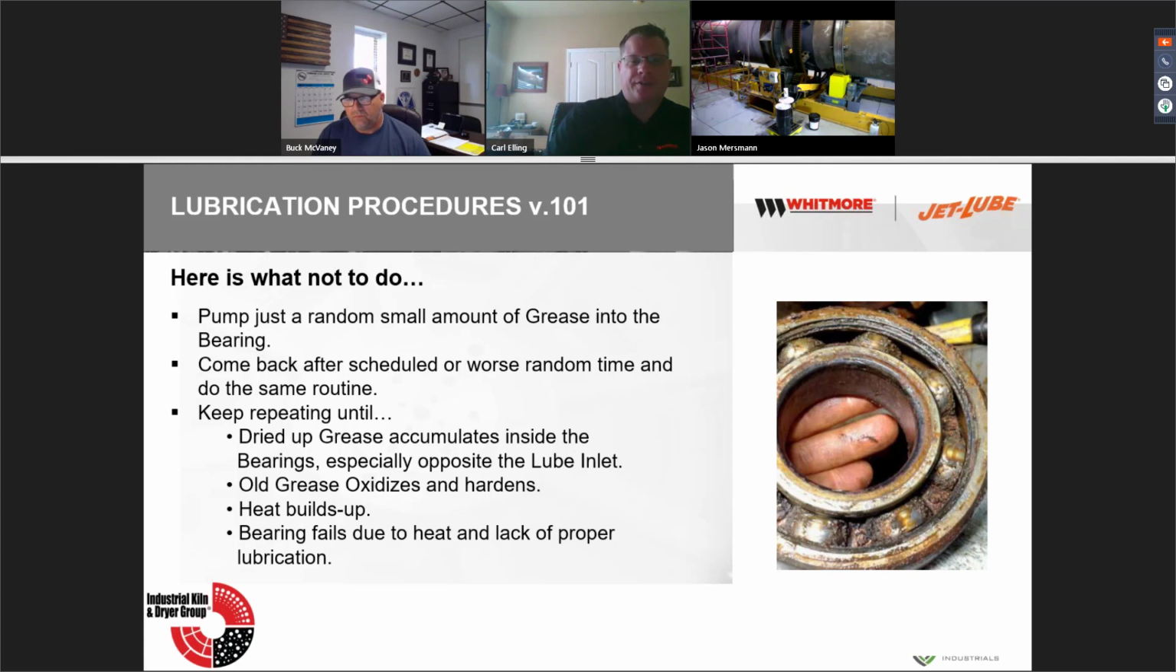And we'll go through how much to grease later on in the presentation, just in case. But old grease oxidizes and hardens, so it doesn't do you any good. It actually retains heat when it hardens, so that's where the heat builds up, and that's where the bearings fail. Or on the flip side, because you've got all this dried up grease in there, the new grease can't get in. So you've got a lack of proper lubrication, because 80 to 90% of the grease is actually the oil. The soap thickener and the additive pack make up the rest of it, which isn't much.